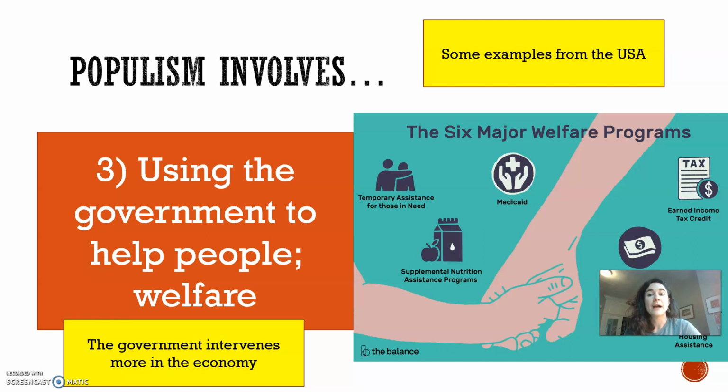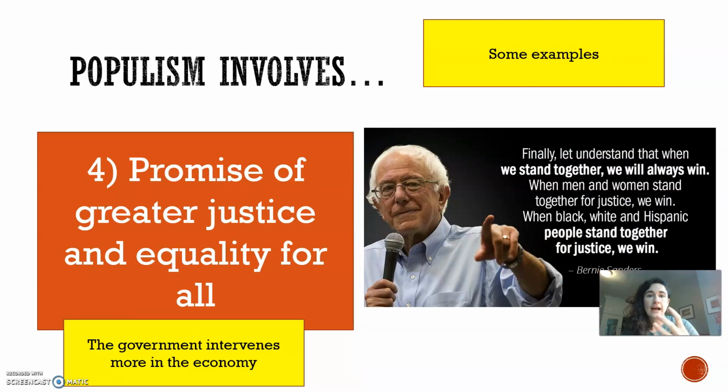Three, using the government to help people. Welfare programs. You may be familiar with some welfare programs of the United States, like SNAP, food programs, Medicaid. Section 8 is a kind of welfare program, and other countries have much bigger welfare programs that might include healthcare and other things like that. But it's using the government's resources to help and support people. And then the fourth aspect of populism is greater justice and equality for all. This is the promise that with the government's help and this charismatic leader, we will defeat whoever that enemy is and bring greater justice and equality to the people.